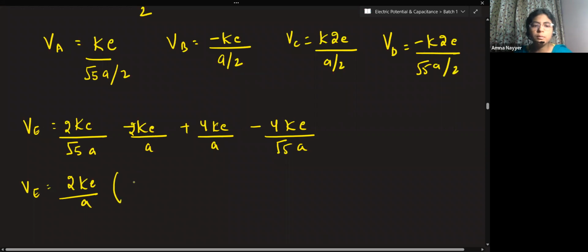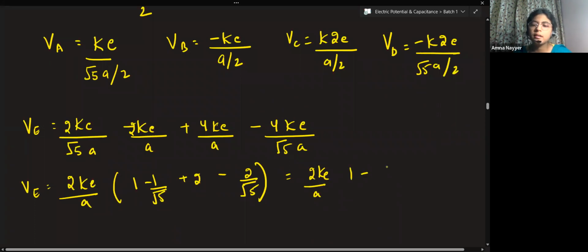So here it will be left 1. Here you have 1 by root 5, this will be minus 1 by root 5. Here you will have only 2, because 2KE by A has been taken common. And from here you will have 2 by root 5. All right. So this will be 2KE by A times 1 minus 1 by root 5. This will be your final answer.